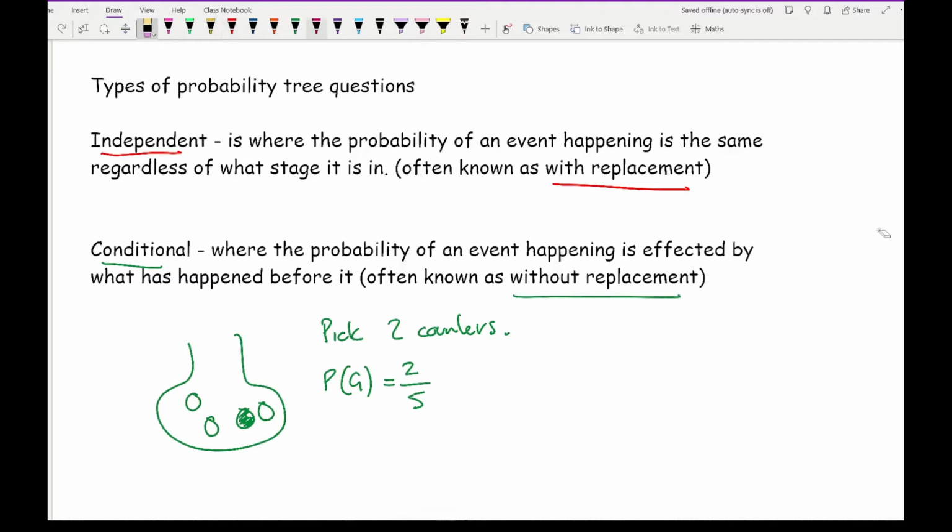And likewise, it's also going to be affected if, let's say, I picked a white counter. Then again, the chances of selecting a green is therefore going to increase. So this is what we call conditional probability, where the probability does not remain the same after a series of events. The probability does change.